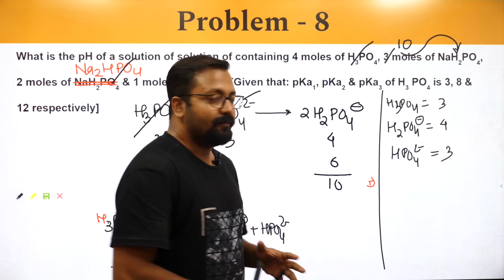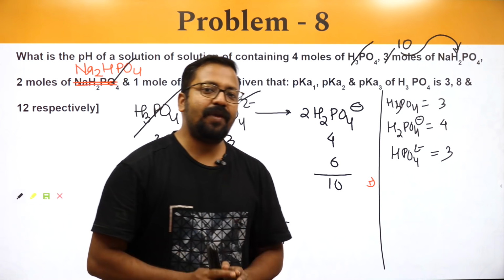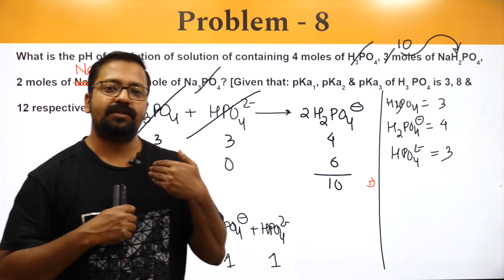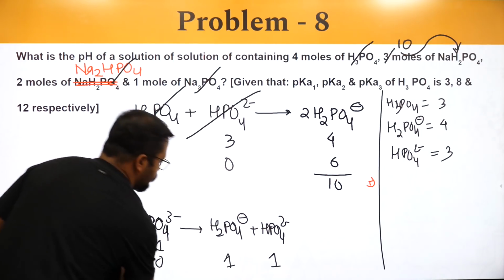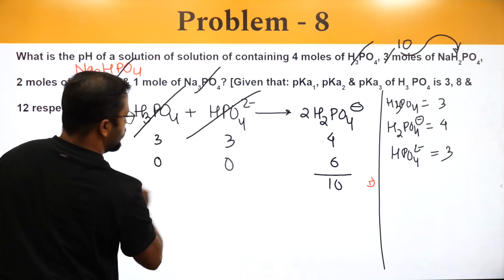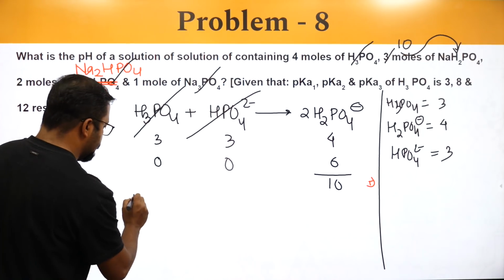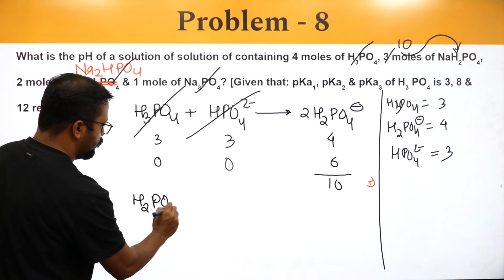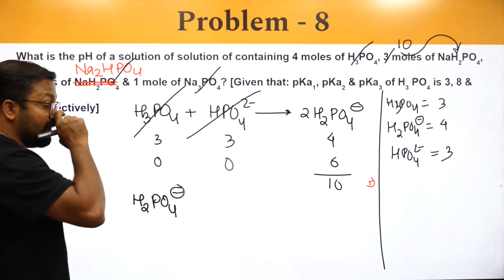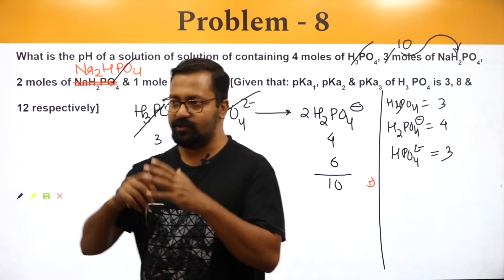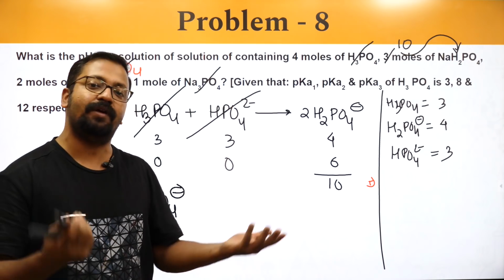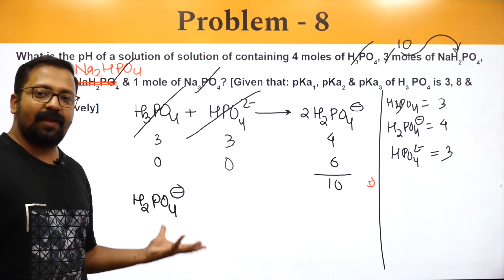H2PO4 minus will behave as an amphiprotic ion. Amphiprotic means it can give out H plus, it can take up H plus. In this scenario, always remember, H2PO4 minus, whenever you take amphiprotic like a Zwitter ion, the isoelectric point was also amphiprotic. So the concept of that also comes from here.